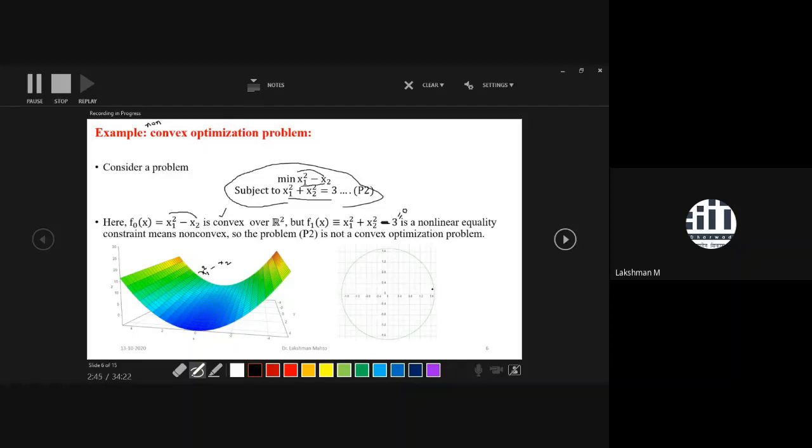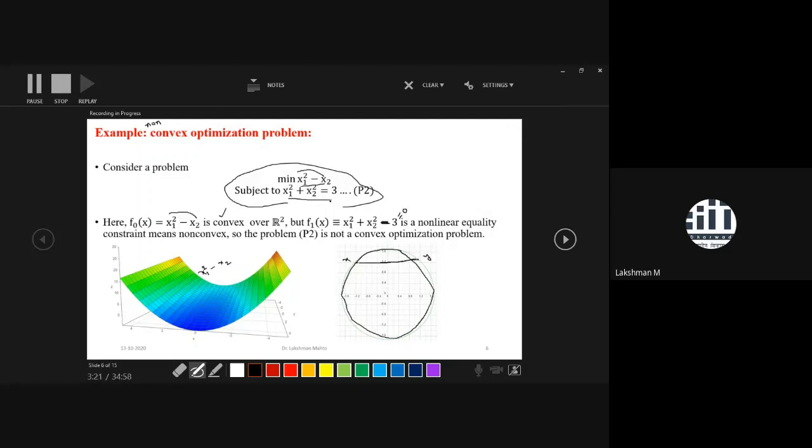And what is the feasible set? The feasible set is this curve, this circle. Definitely, this circle is not a convex set. Why? If you take any 2 points from this circle, suppose this is x and this is y, and you join the line between these 2 points, you will observe that the line segment, except at x and y, lies totally outside the circle. So that's why a circle can't be a convex set.